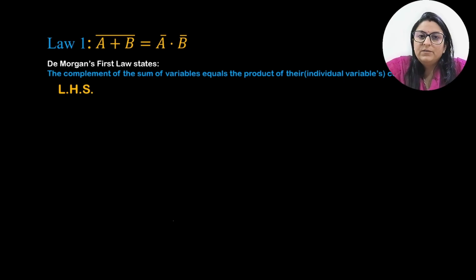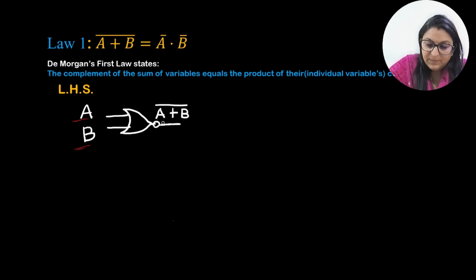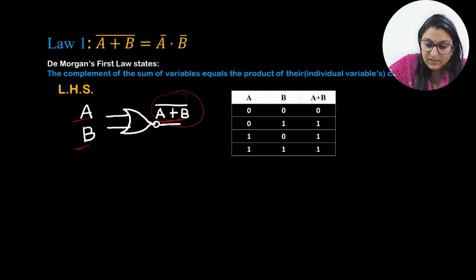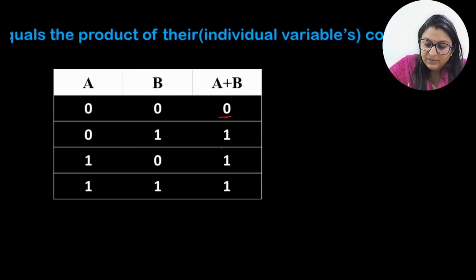Okay, so first let us have the logical circuit for the LHS. So a plus b is an OR gate, and the complement of this OR is a NOR gate. Let us have the truth table. First, which variables we have: a, b, a plus b, and a plus b whole bar. Okay, so here we can understand that 0 plus 0 is 0, 0 plus 1 is 1, 1 plus 0 is 1 and 1 plus 1 is 1. Now we have the complement of this.